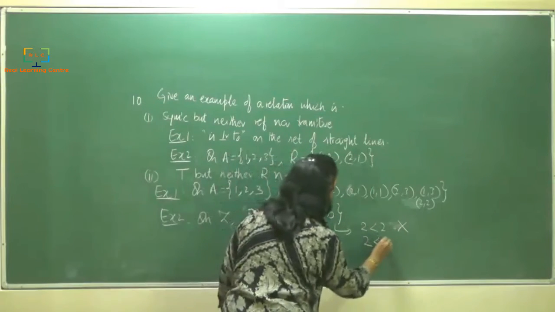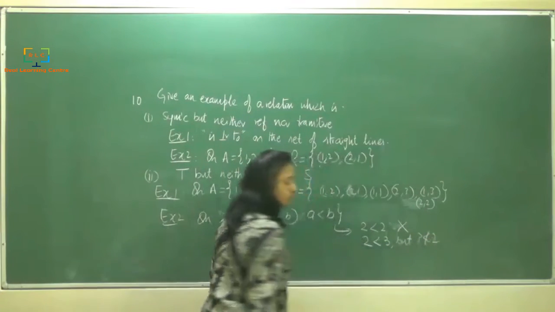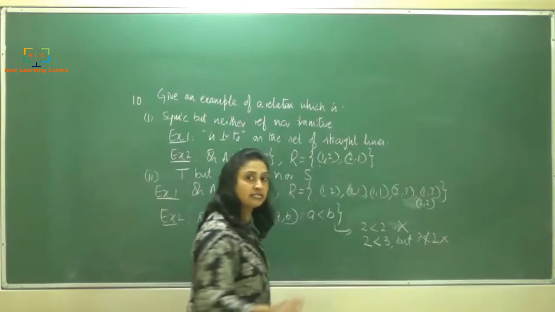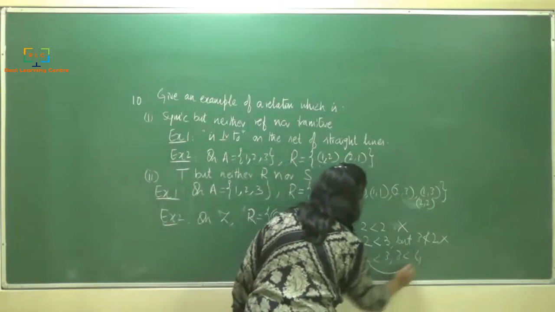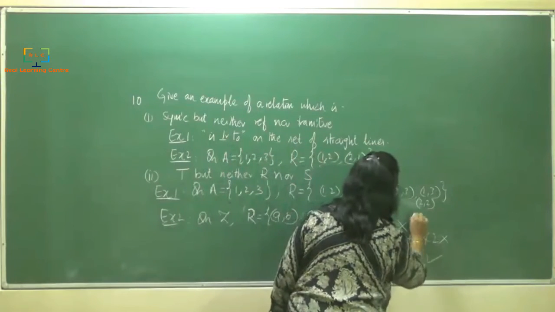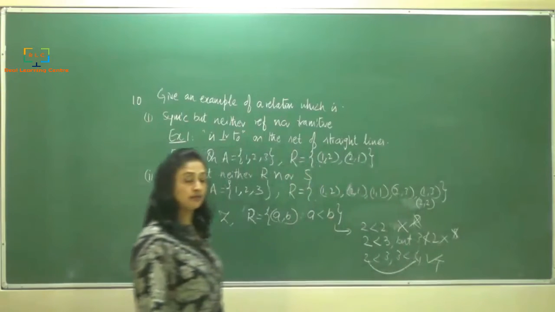Okay, and then 2 is less than 3, but 3 is not less than 2, so it is not symmetric. Now what about transitive? 2 less than 3, 3 less than 4, 2 is less than 4. It is correct. It is transitive. So it is not reflexive, it is not symmetric, but it is transitive.